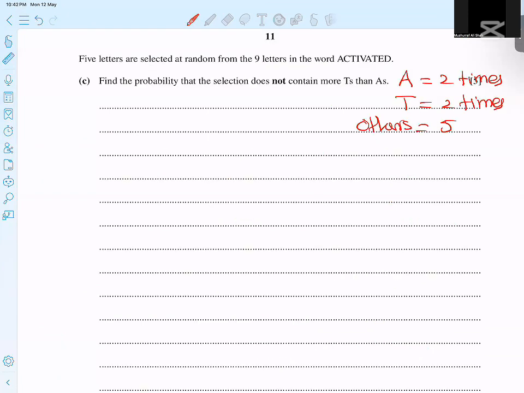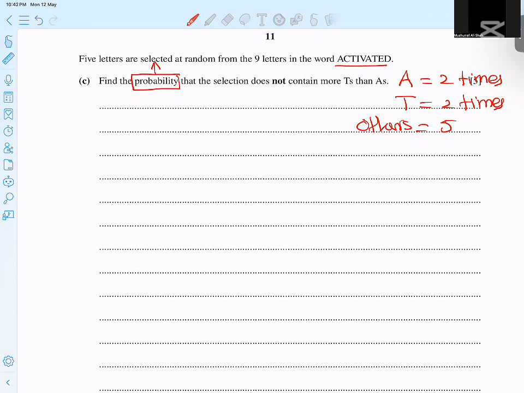Part C: 5 letters are selected at random from the 9 letters of the word ACTIVATED. I brought from the previous page: how many A's are there, 2; how many T's are there, 2; and others are 5. And find the probability. Whenever probability involves selection with repeating letters, we have a special technique to do the question. So all of you get ready.